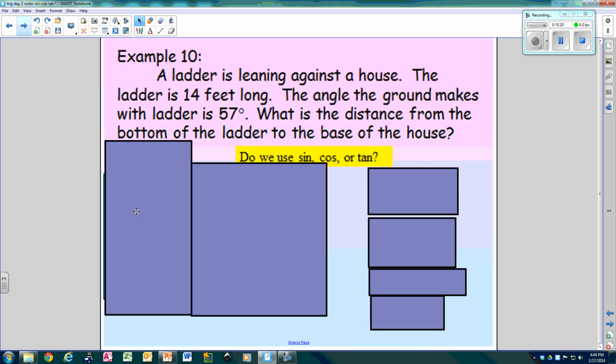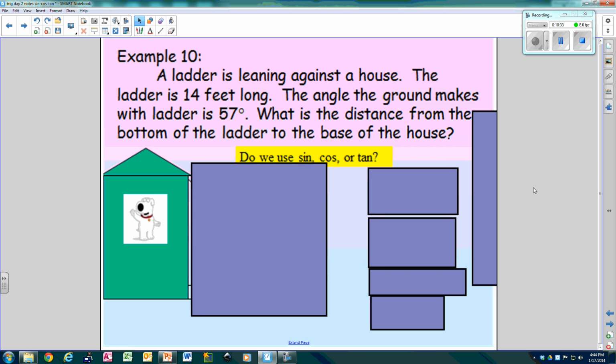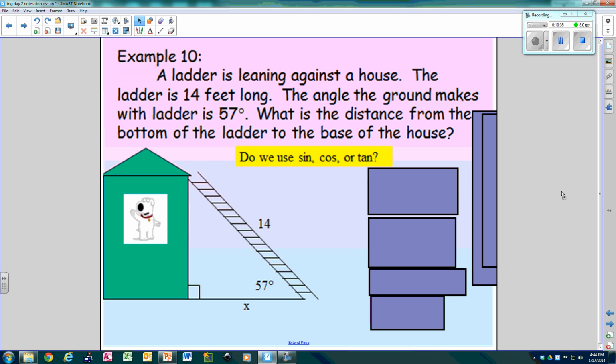Now what about when there's a word problem? So we have a ladder leaning against a house. So here's our house, and we have a ladder leaning against it. The angle the ground makes with the ladder is 57 degrees, so you've got it leaning at a 57-degree angle. What's the distance from the bottom of the ladder to the base of the house?